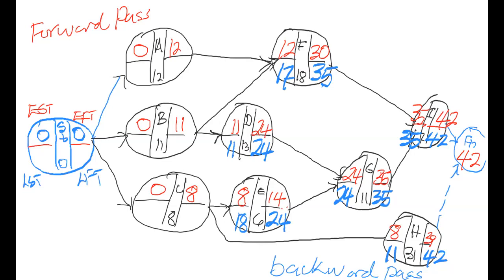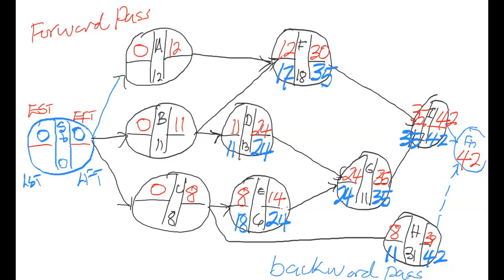Now, let's go back to E. There are two lines that came out of C. One line went to E, one line went to H. So in going backwards, two lines will be coming into C, one from H and one from E. The one from H will be carrying 11, the late start for H, sorry, and the one for E will be carrying the 18, the late start for E.